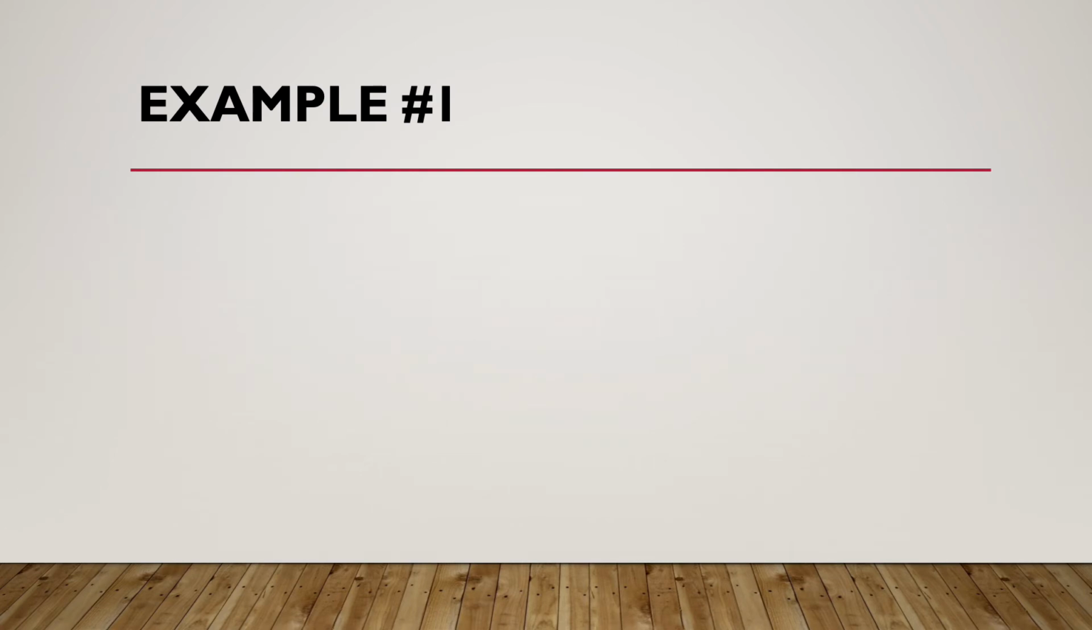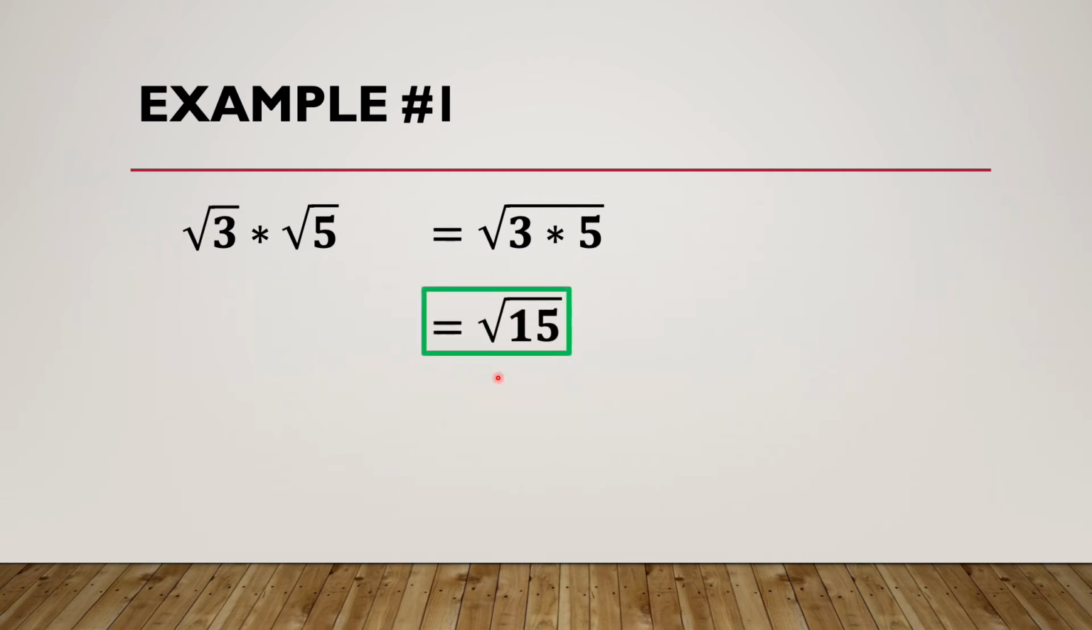Let's have our square root of 3 multiplied to the square root of 5. They have the same index, which is 2. So let's multiply the radicands. Equals the square root of 3 times 5. So our answer is square root of 15.